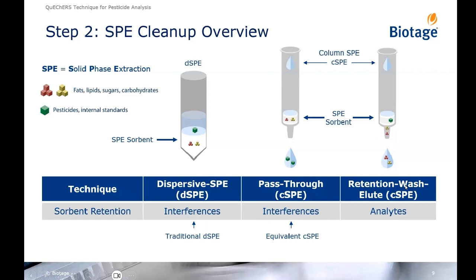And then on the other side, there's also what we call retention, wash, and elute. For retention, wash, and elute, you get everything adsorbed to the SPE sorbent, including the unwanted components, but then you can wash the unwanted components off the SPE sorbent while retaining the analytes of interest. Once you've washed them off, you follow it up with the final elution to push the analytes of interest off. This typically leaves you with the highest cleanliness of extract. However, it's a little bit more cumbersome of a workflow. So for our study, we compared pass-through cSPE to dispersive dSPE, which is the traditional technique used for QuEChERS cleanup.